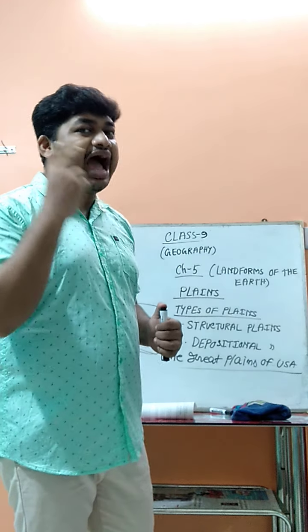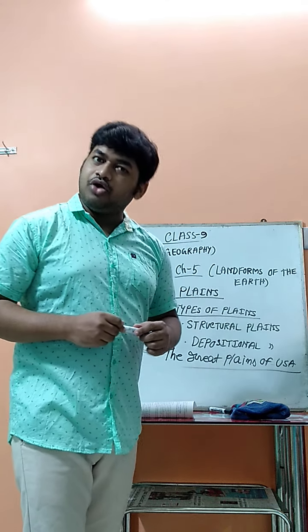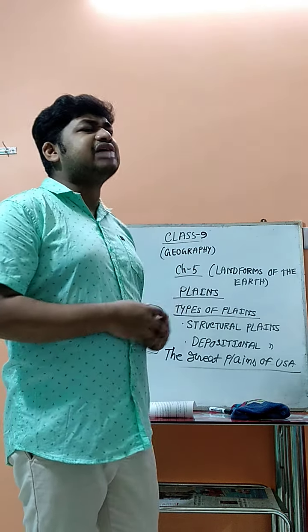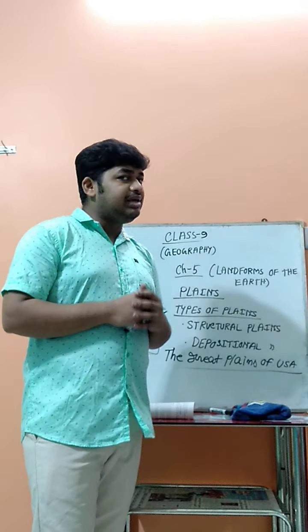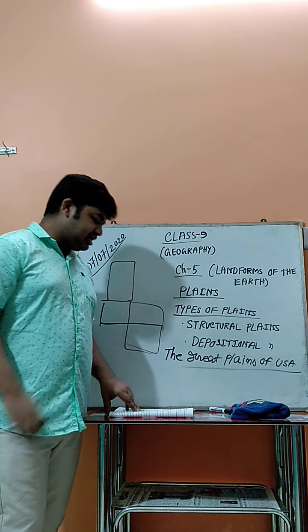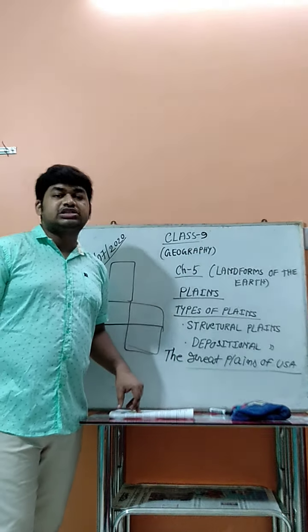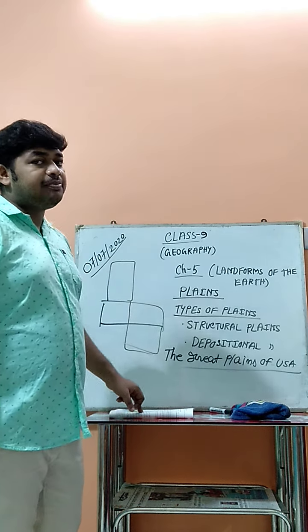River, wind and glacier. From these three things the depositional plains are formed. Now these depositional plains are also subdivided into three parts. What are the three parts? The first one is the alluvial plains, the second one is the drift plains, and the third one is the lowest plain. Now what is the alluvial plain?